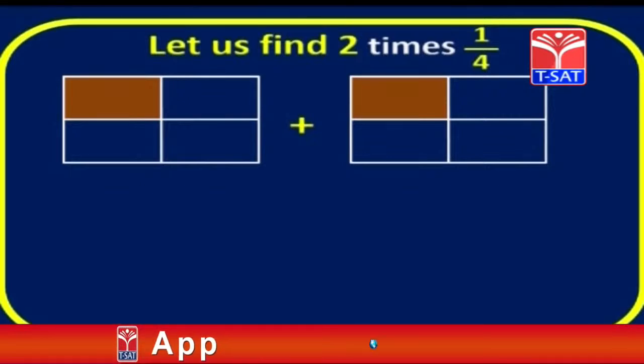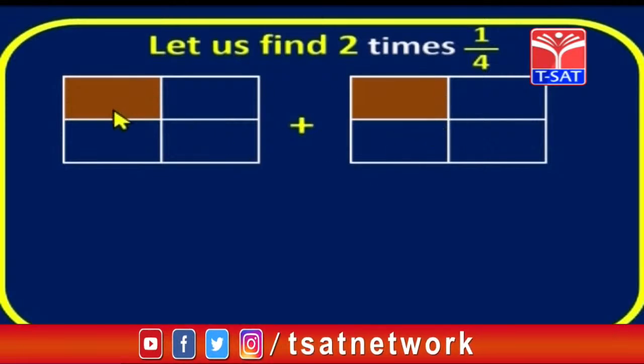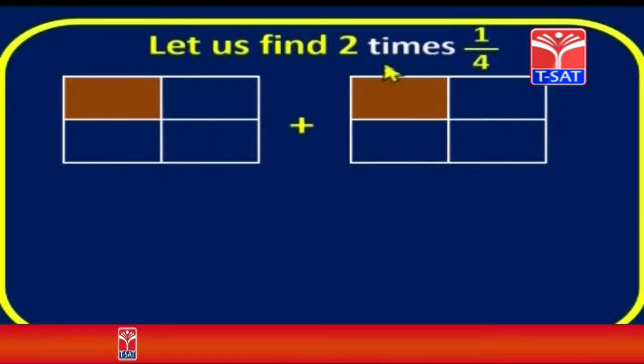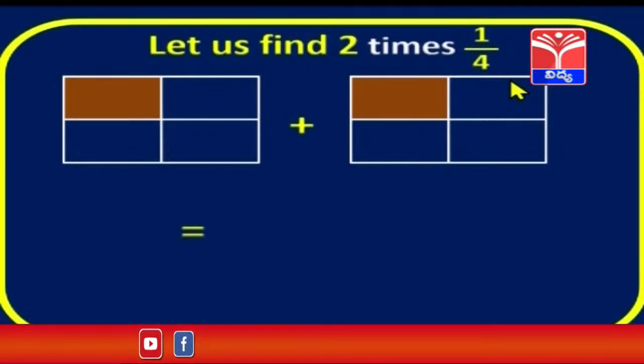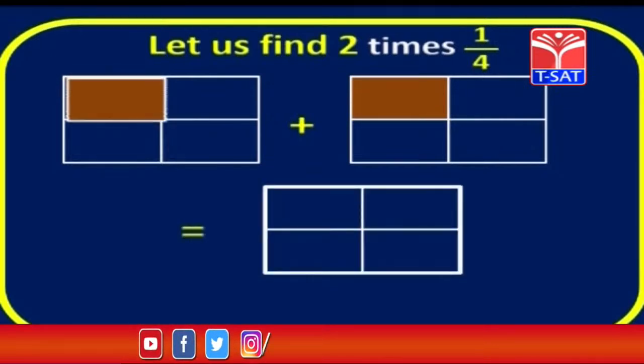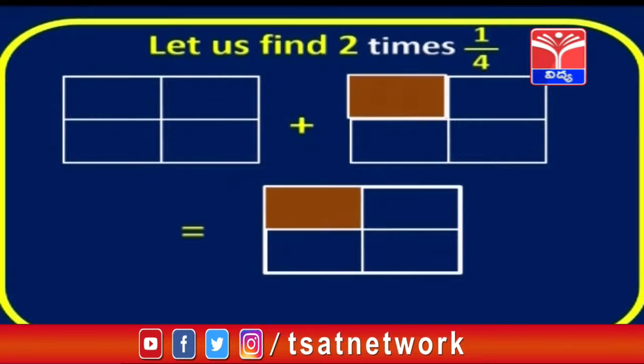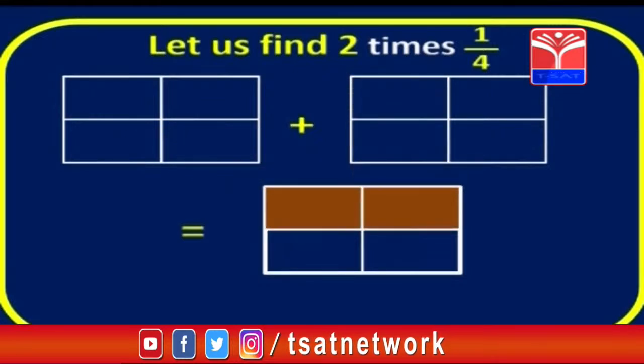Children, what you are observing on the screen? Yes, there are 2 rectangles which are made into 4 parts, in which one is colored with orange. So can we call this as 1 by 4? Yes, this one as 1 by 4. How many 1 by 4s I have taken here? 2. So can we call this as 2 times 1 by 4? Yes. Now what I am doing here? I am taking the first one and filling in another rectangle, second one and filling in another rectangle.